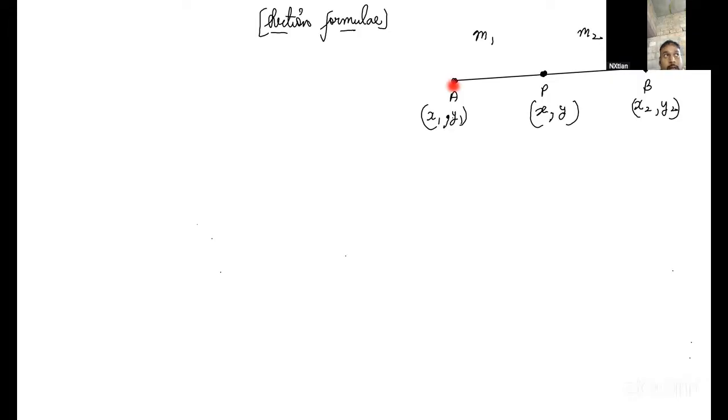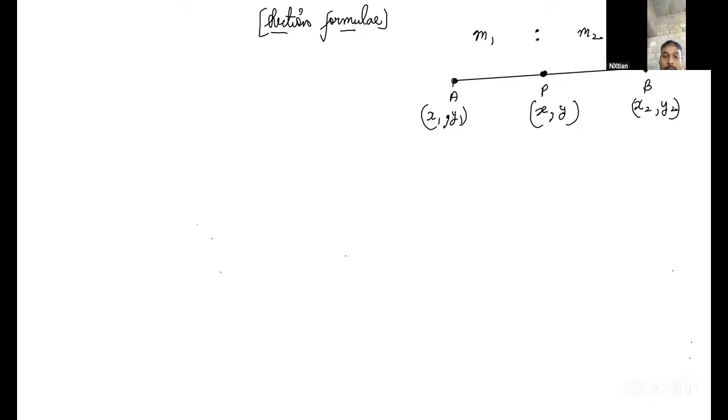There are two coordinates, A and B. A's coordinates are x1, y1. B's coordinates are x2, y2. And P is the point which divides the line segment in the ratio m1 to m2.